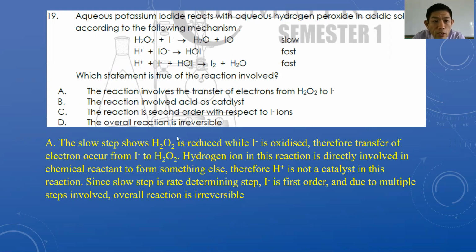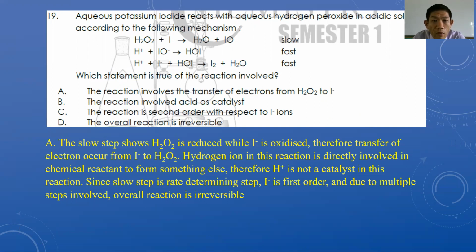So in here, the slow step shows H2O2 is reduced while I minus is oxidized. Therefore, in the reaction, there is an electron transfer from I minus to H2O2. Okay, so number 1 is correct. Number 1 is true. Sorry, number 1 is wrong because oxidized means you donate electrons. So number 1 is otherwise, it is I minus to H2O2. So A is wrong.